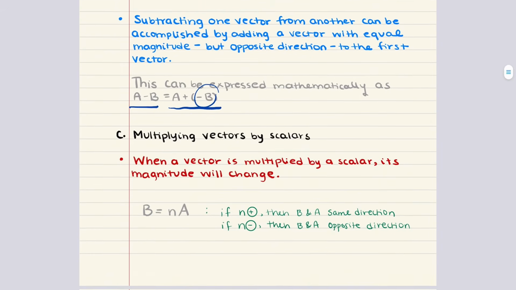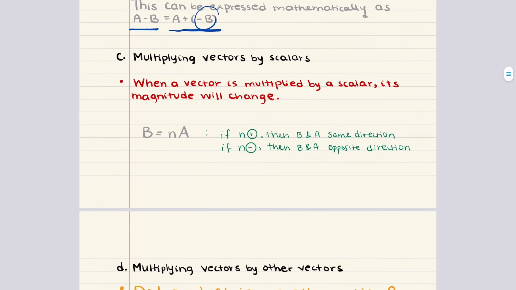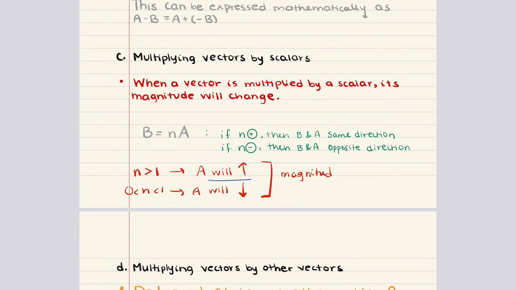Now, what about multiplying vectors by scalars? When we multiply a vector by a scalar, the result is a new vector. This operation affects the magnitude of the vector, but the direction of the vector might or might not change. That depends on the scalar. So let's talk about it. The magnitude of the resulting vector is going to change based on the scalar value that you're multiplying the vector by. If the scalar value is greater than 1, then the magnitude of the new vector is going to be greater.